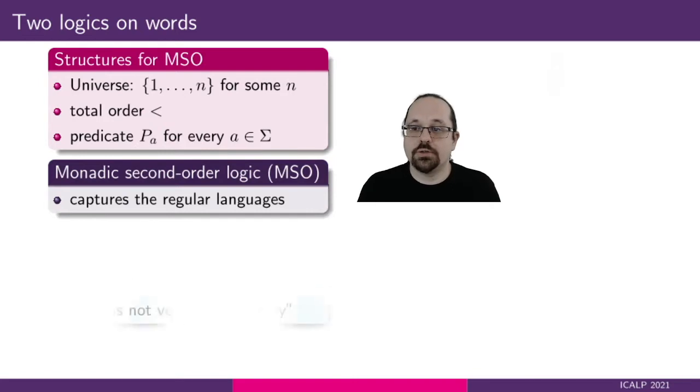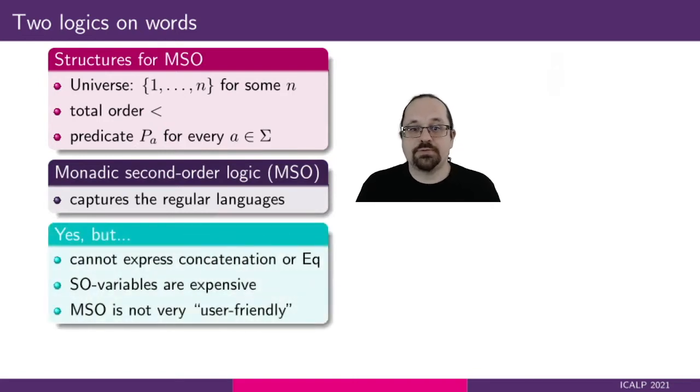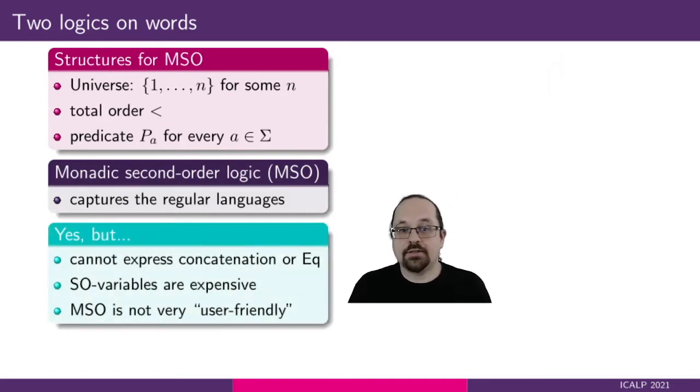So far, so good. There are small problems with that. First of all, you can't express concatenation. You can't take arbitrary factors of your input word and then say, I have y and z, and y concatenated z is equal to x for a third factor. You can do that for a bounded length, but not arbitrary lengths, because that's not regular. You can't say those two factors contain the same word, because, well, string equality, that's not regular.